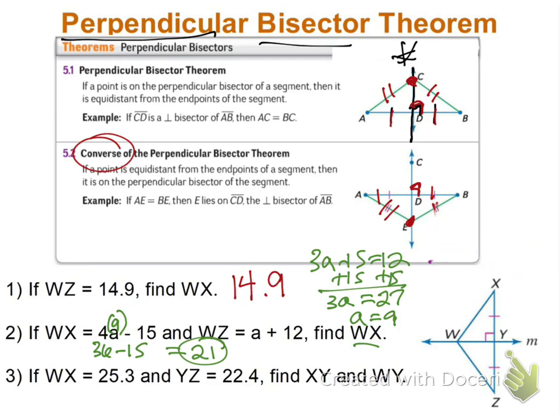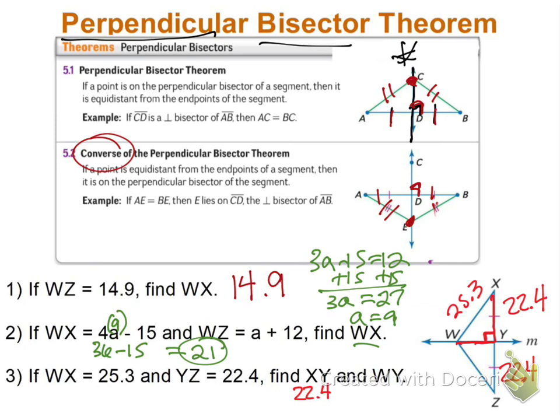All right, so now WX is equal to 25.3, and YZ is equal to 22.4, and they're wanting me to find XY and WY. What I know about XY is I know it's equal to YZ, and so XY I know for sure is 22.4. Now we have to think of a way to find WY. Well, I know that these lines are perpendicular, which means what kind of triangle is this? This is a right triangle.